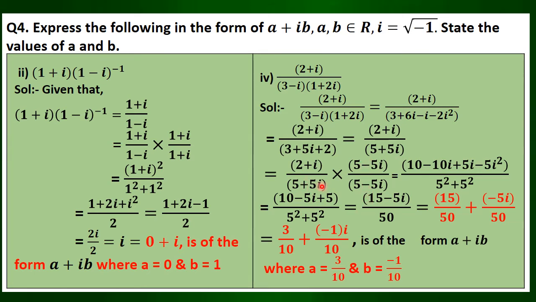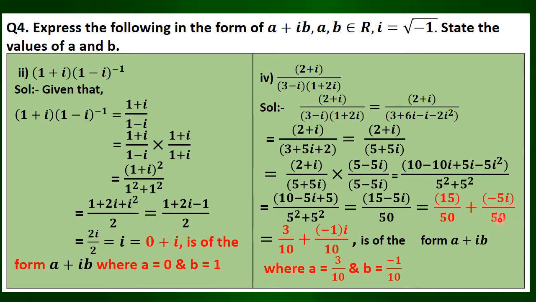So on expanding the numerator, we get 10 minus 10i plus 5i minus 5i square, and when 5 plus 5i and its conjugate are multiplied, we will get 5 square plus 5 square, that is 25 plus 25, that is 50. And on simplifying the numerator, we will get 15 minus 5i. Now we will separate the denominator to both the terms. Then 15 upon 50 plus minus 5i upon 50.